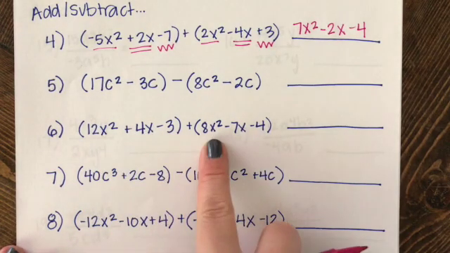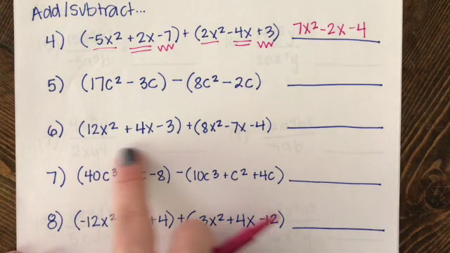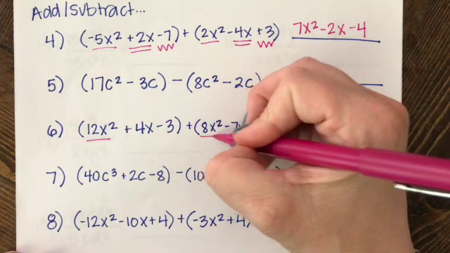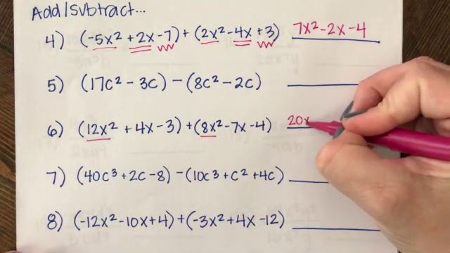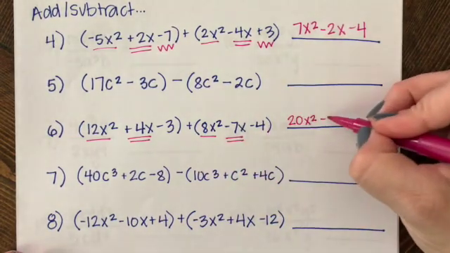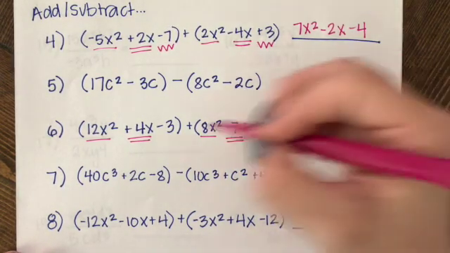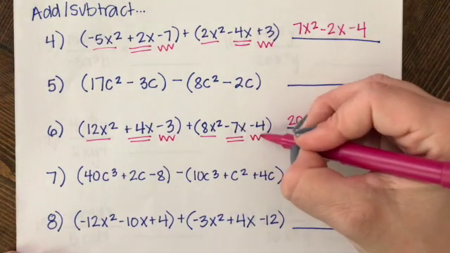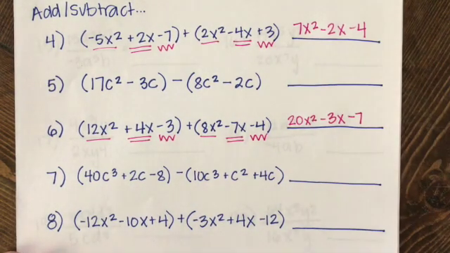Okay, I'm going to skip down and do number 6 because it's an addition. 12x squared plus 8x squared is 20x squared. 4x minus 7x is minus 3x. And then negative 3 minus 4 is minus 7.